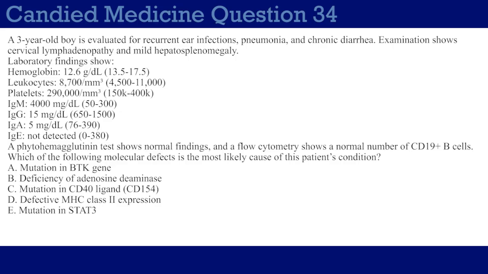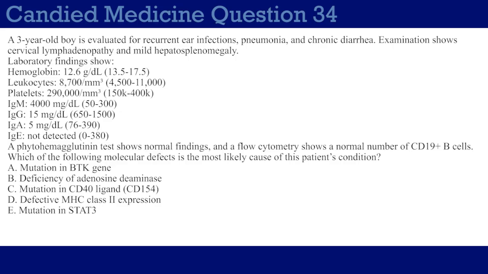range 150,000 to 400,000, IgM 4,000 milligrams per deciliter, normal range 50 to 300, IgG 15, normal range 650 to 1,500, IgA 5, normal range 76 to 390, IgE is not detected, with normal range 0 to 380. A phytohemagglutinin test shows normal findings, and a flow cytometry shows a normal number of CD19 B cells.